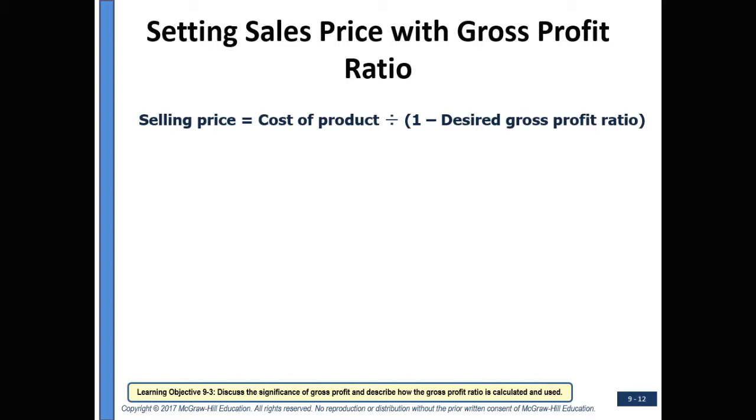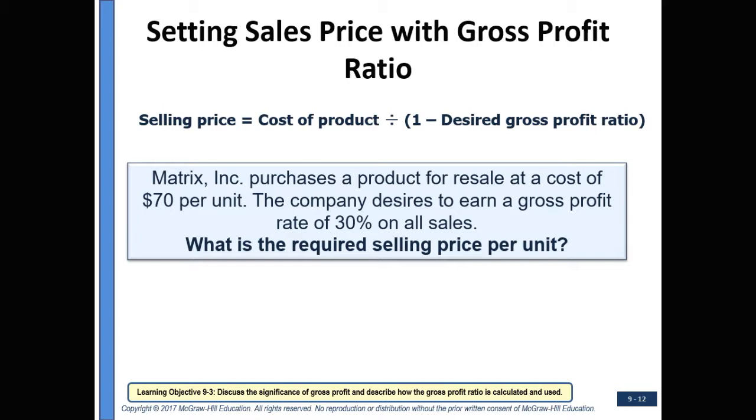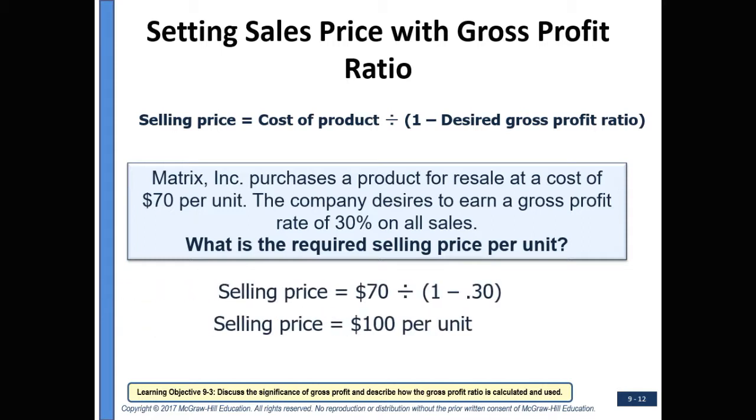Matrix purchases a product for resale at a cost of $70 per unit. The company desires to earn a gross profit rate of 30% on all sales. So what is the selling price per unit? To calculate this, we divide the cost of the product by 1 minus the gross profit rate. The selling price equals 70 divided by 1 minus 0.30. So the selling price equals $100 per unit.